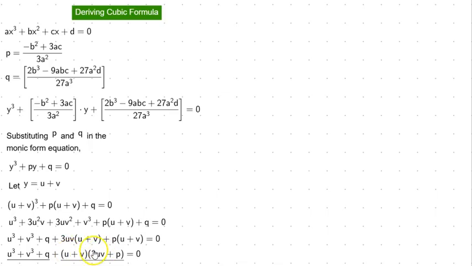But if this part has to be 0, then one of them has to be 0. But we don't want u plus v to be 0, because then there's no point; in that case we are basically substituting y with 0. So 3uv plus p is equal to 0. So u cube plus v cube plus q equal to 0 and 3uv plus p equal to 0. Let's take it one by one.